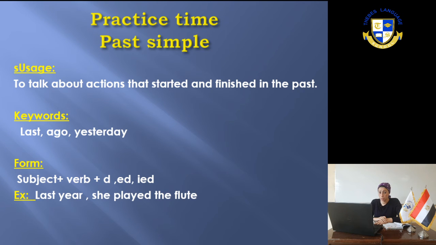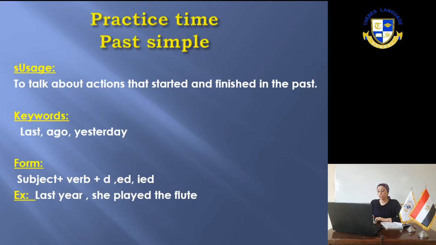Is this right? No. Actually, please concentrate very well. You are a little bit mixed up between when we can put ED and when we can put D. If the verb ends with E, we put only D. If the verb doesn't end with E and it doesn't end with a consonant plus Y, in this case we are going to add ED. Okay? Okay, so let's see an example for this.